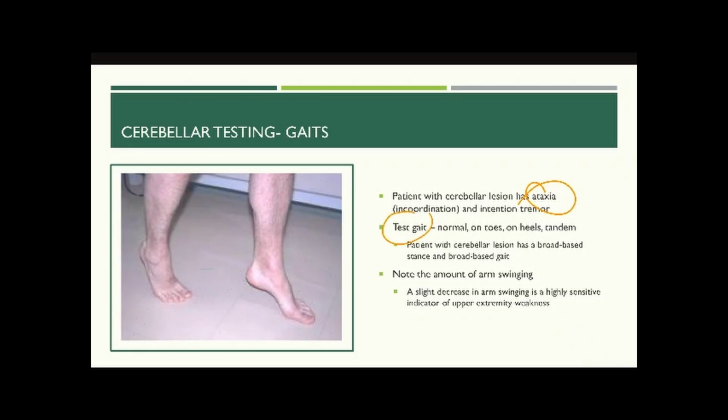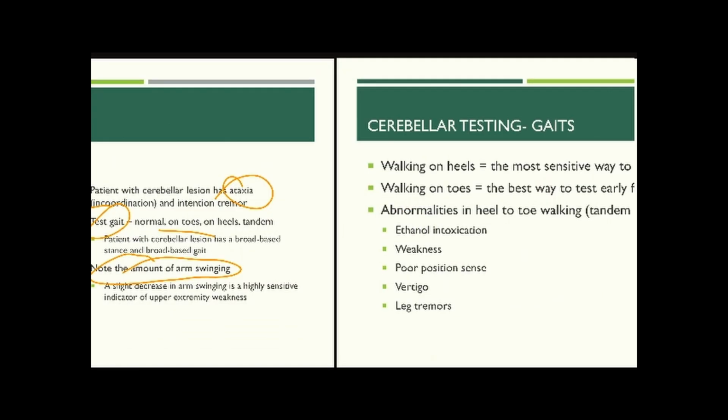So test their gait, toes, heels, walking in tandem, all that fun stuff. Note the amount of arm swinging as well. Normal people, when we walk, our arms are going to sway as we walk for balance. People who have like Parkinson's, they'll walk and their arms are straight. They don't sway at all. They're very straight. So look at the arm swing as they walk.